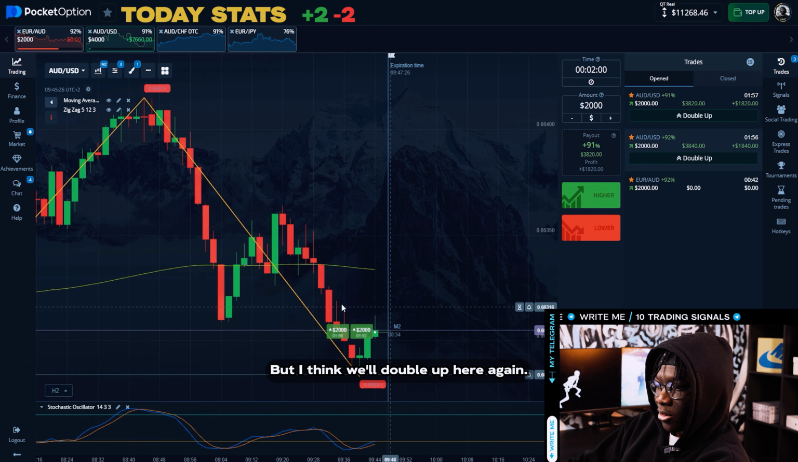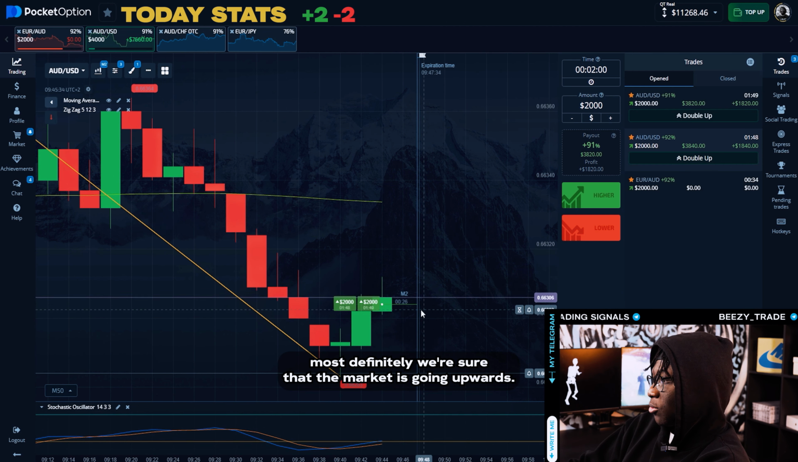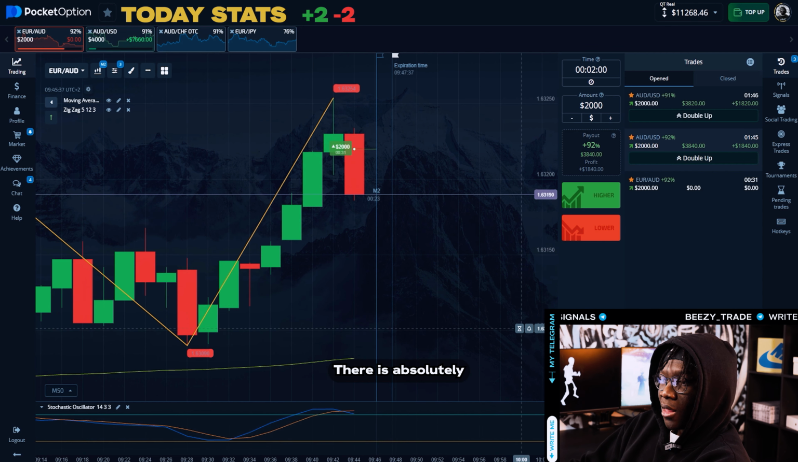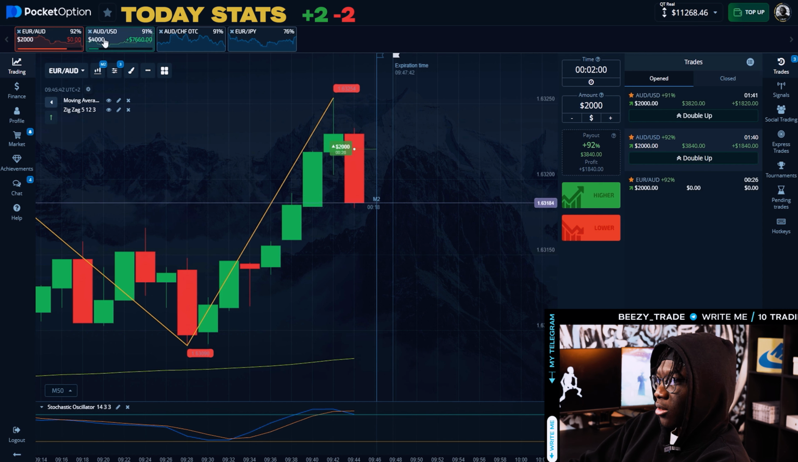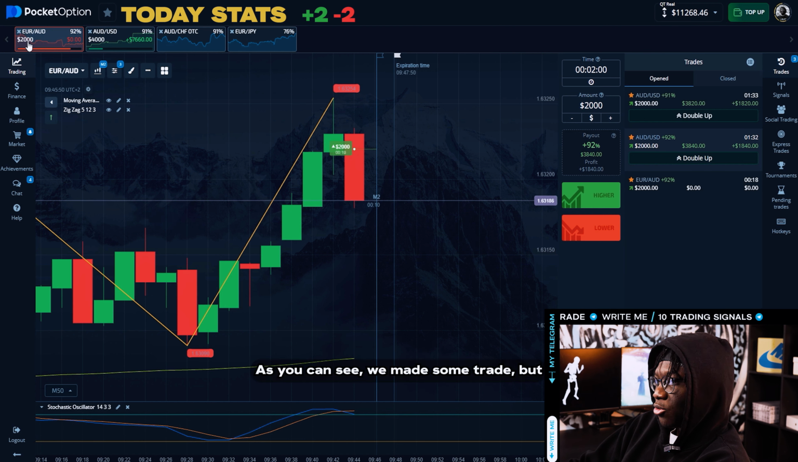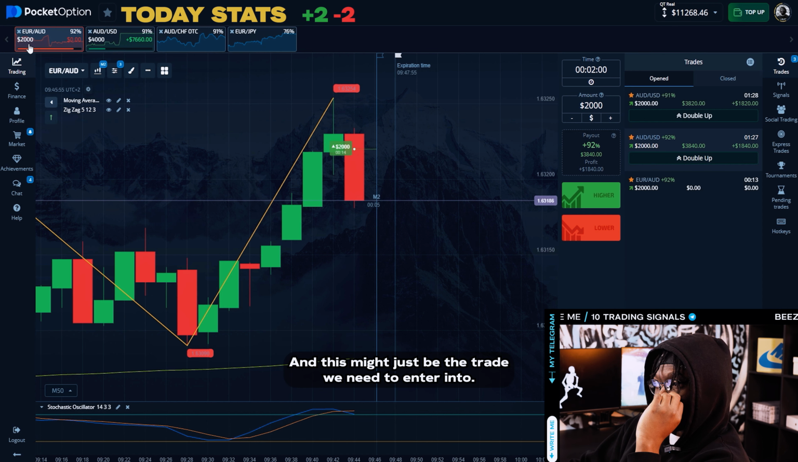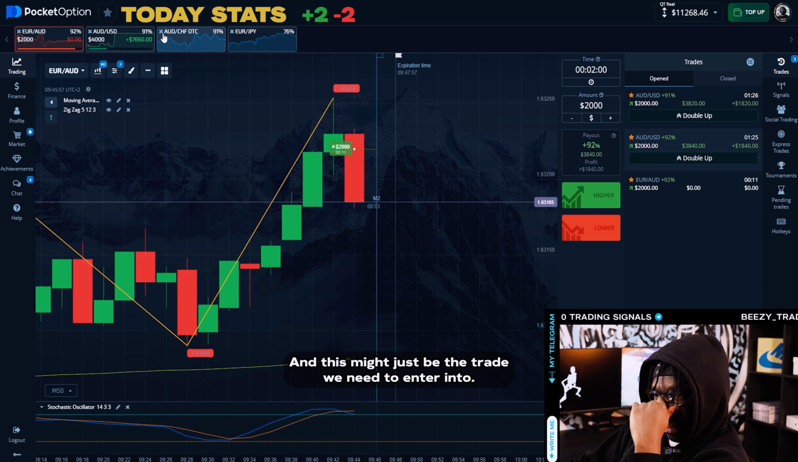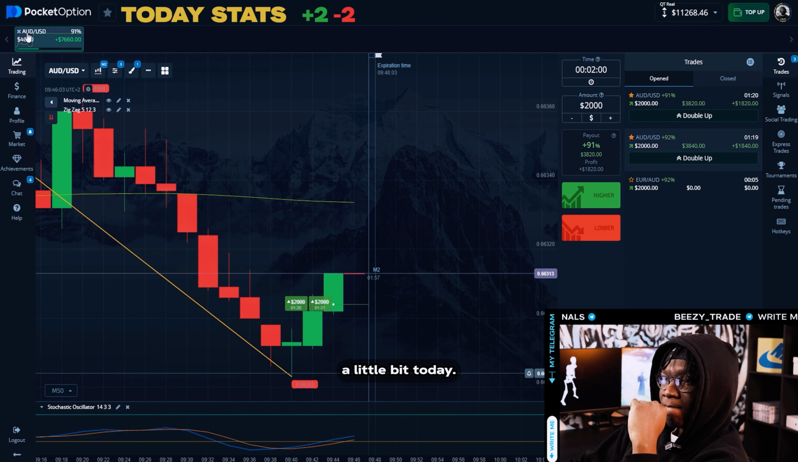But I think we'll double up here again, because most definitely we're sure that the market is going upwards. There is absolutely no question about this. And it looks like we're going to lose our Australian dollar AUD trade. But this is going to be our last trade. As you can see, we made some trades, but most often we're just breaking even, and this might just be the trade we need to enter into the profit zone a little bit today.